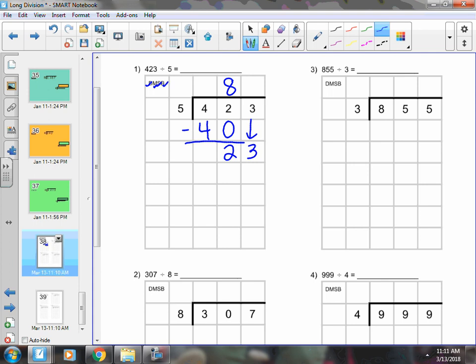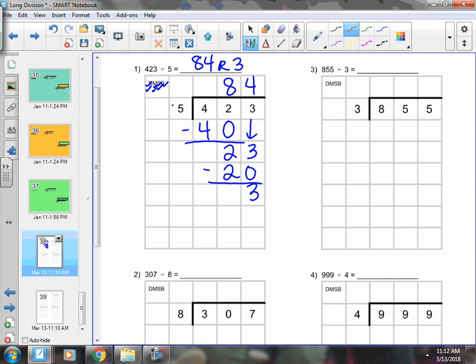How many groups of 5 can we make from 23? We can make 4 groups of 5. Multiply 4 times 5 is 20. Subtract. There's nothing to bring down. That's when you know you're done. 84, remainder 3.